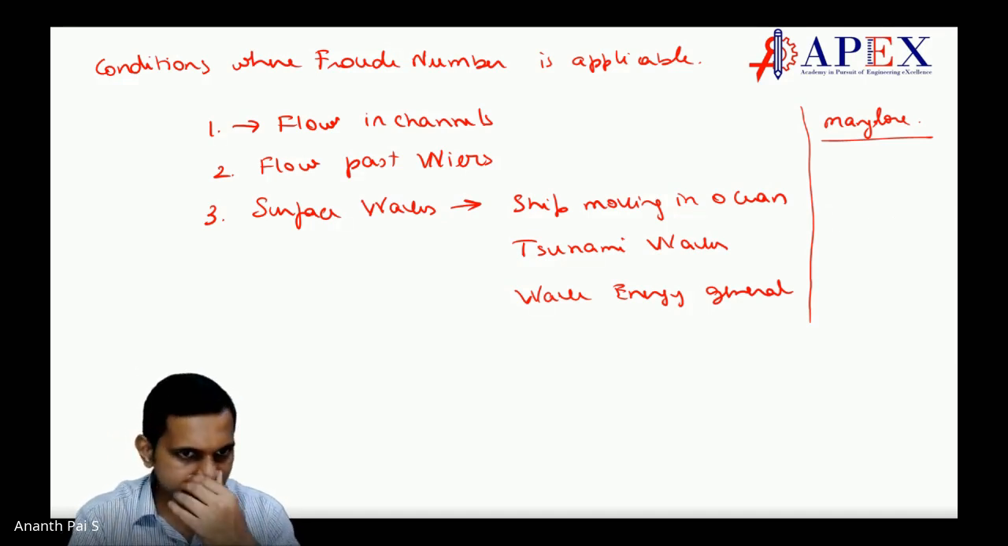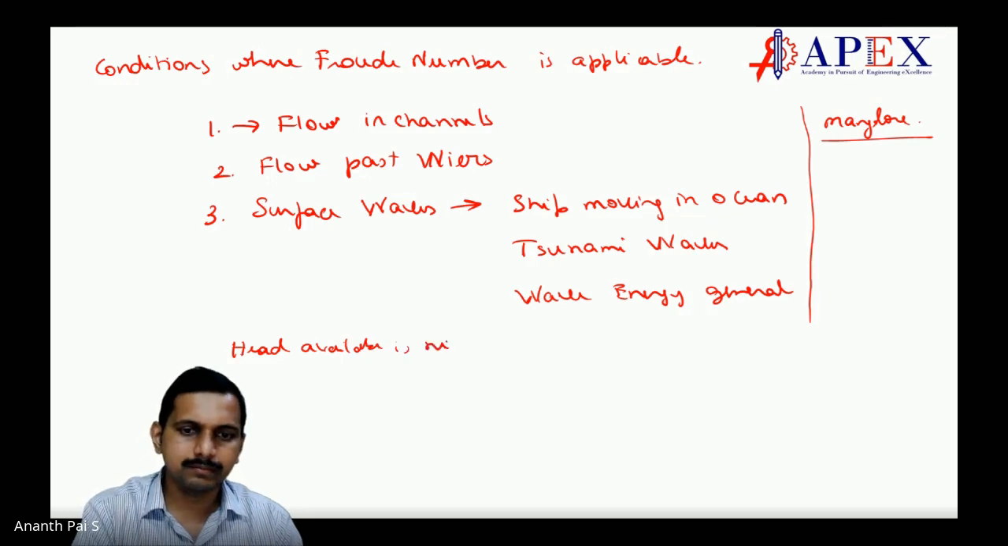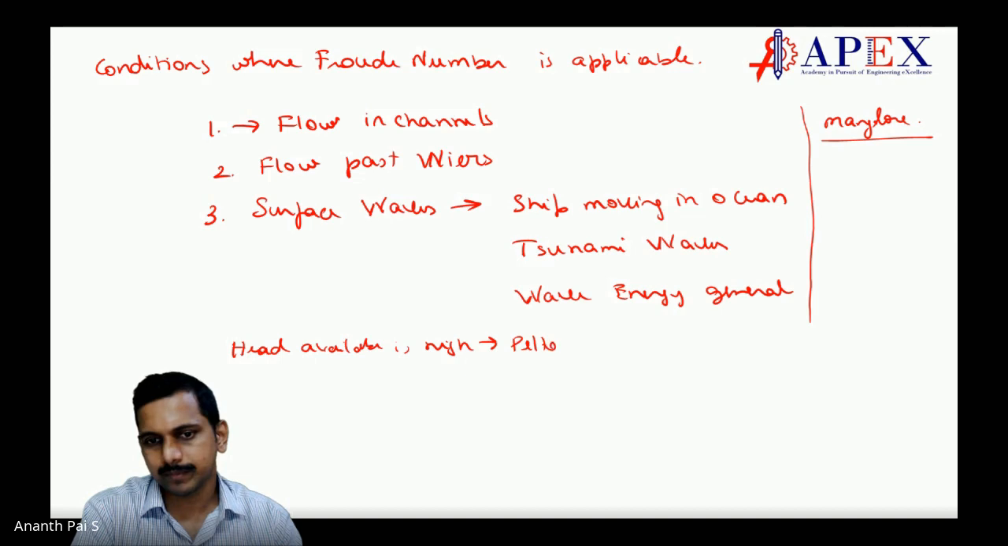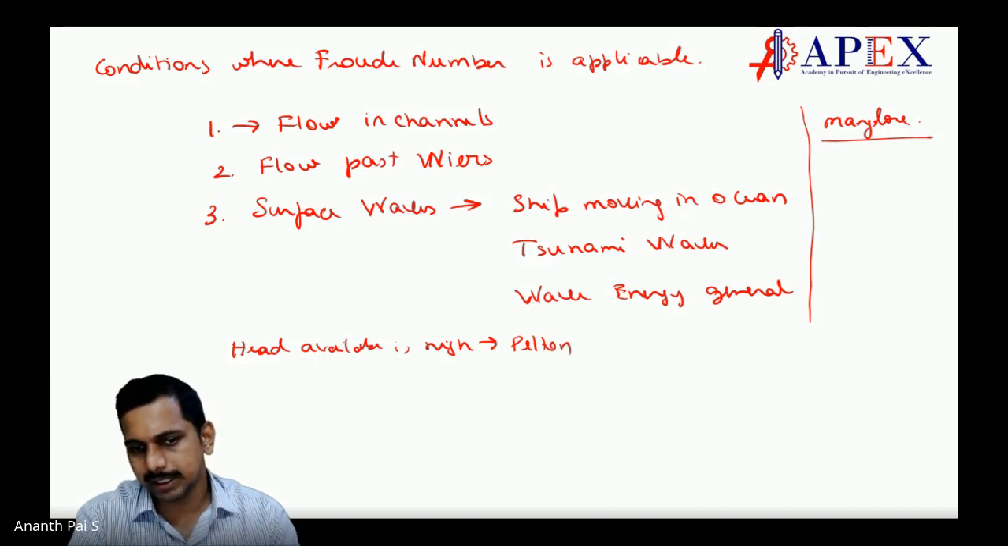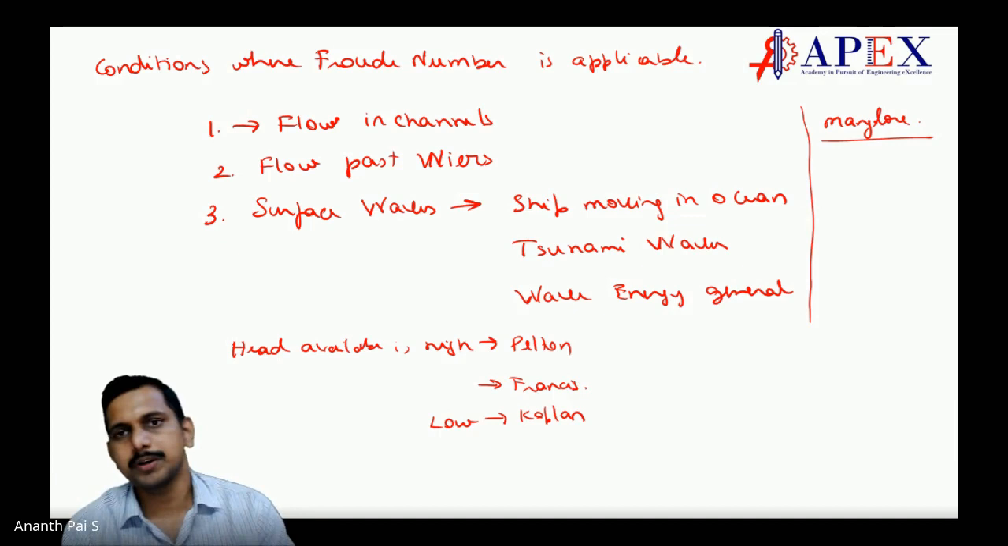See, if the head available is high, then you use our Pelton wheel. If the head available is low, then we use Kaplan in hydraulic turbine. In between, you use Francis. Very important. This has to be understood.